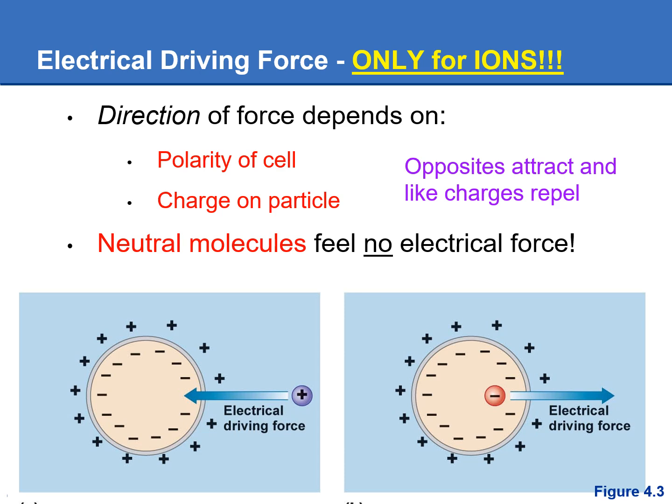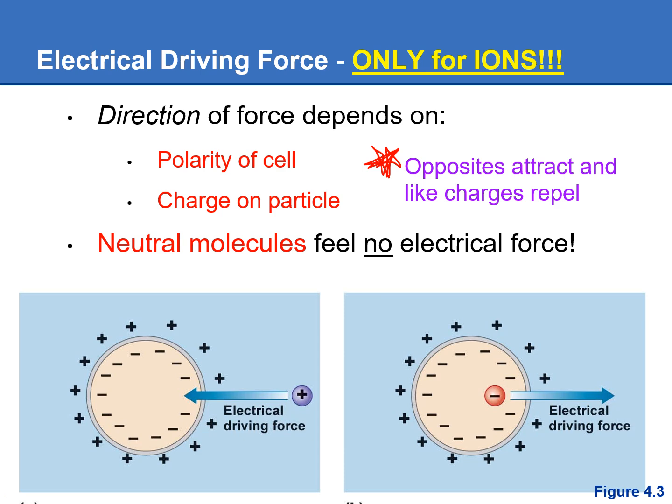All right, so let's take a look at this electrical driving force. Two things you need to look at for the electrical driving force. One is the membrane potential: is it negative or positive inside the cell? And then you also need to look at the charge on the ion. Is it positive or negative? That will determine which way the electrical driving force is going to push that ion. A really important rule of thumb to remember is that opposites attract and like charges repel each other.